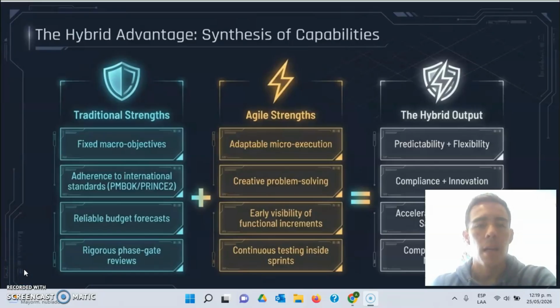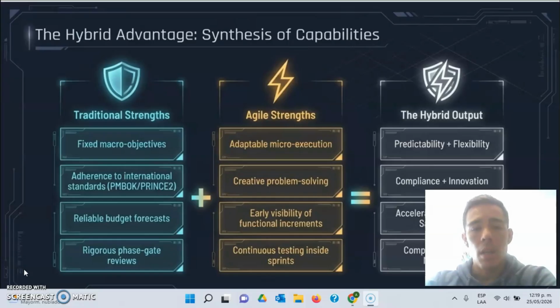The hybrid advantage: synthesis of capabilities. Good afternoon, everyone. This slide explains how the hybrid model combines the strengths of traditional and agile methodologies to improve engineering project management.